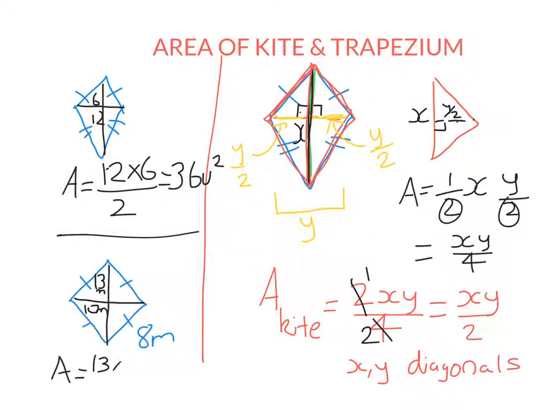multiply together the two diagonals, and then divide by 2. And you get 65 meters squared. Easy as. Now let's look at trapeziums.